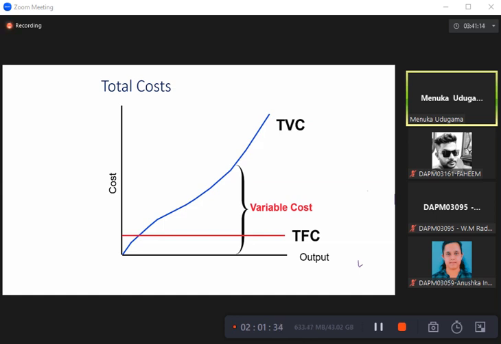And now we have the fixed cost and the variable cost. Now we need to draw the total cost function. Now, total cost is a sum of these two costs.